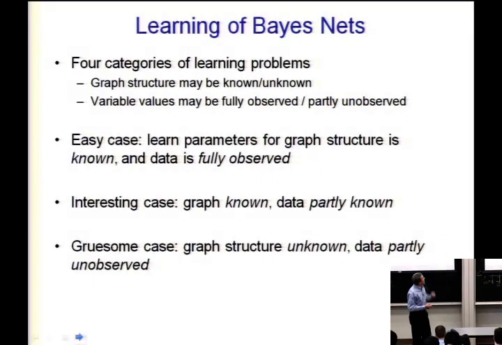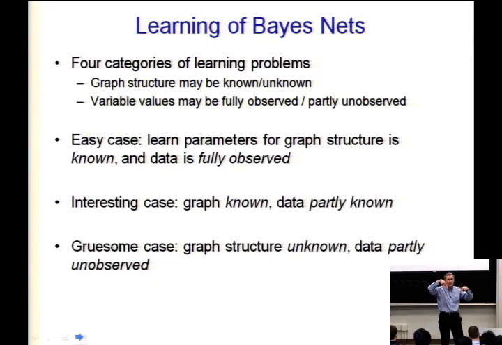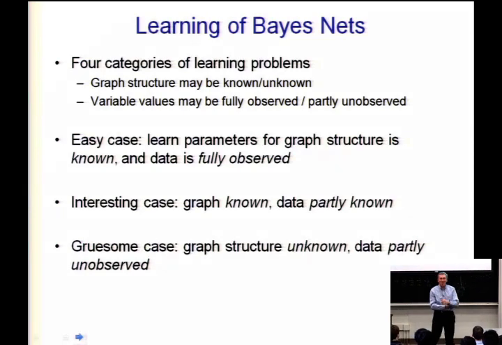Okay, so then it turns out in that 2x2 grid of problems, known and unknown graph structure, fully observed, only partly observed variable values, as you might expect, the easiest problem is where, yes, we know all the variable values, it's fully observed data, and yes, we know the graph structure in advance. And so that's the easiest one of the 4 problems.